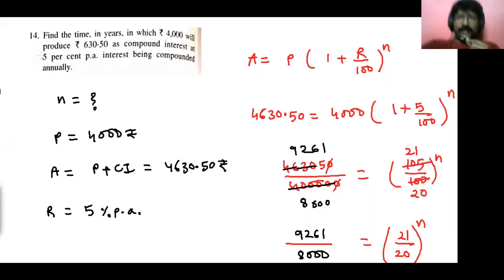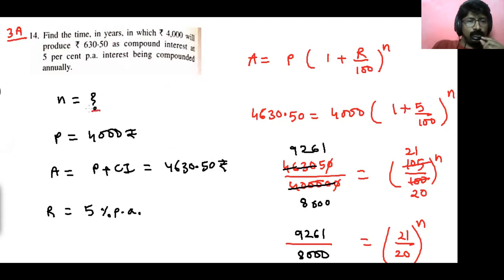Okay, let's move ahead, guys, with the next question. Question number 14, which is on your screen. That is again from exercise 3A. Okay, find the time. As I told you, there are four variables. Three are given to you in direct or indirect format, and the fourth one they expect you to calculate. Look at this. P is given, A is given, and the rate is given. Let's see how it has been given.